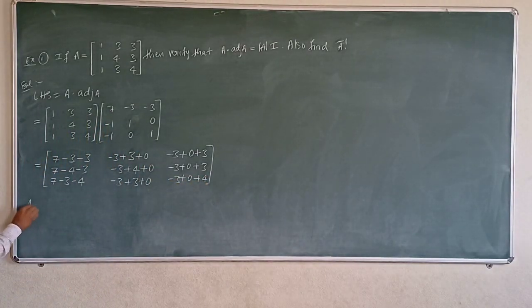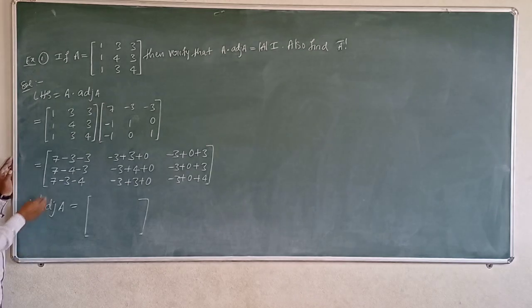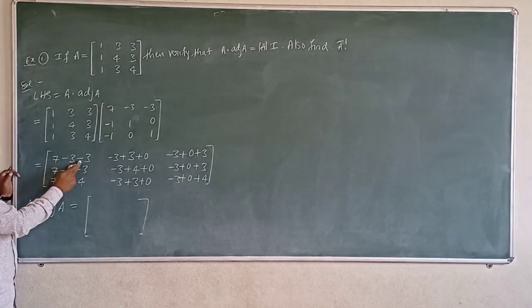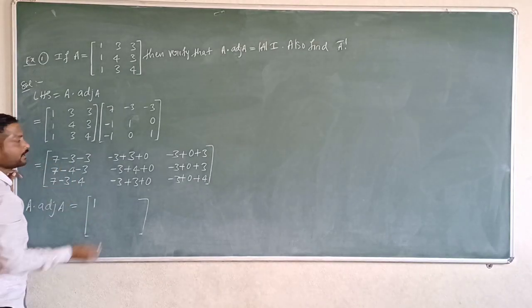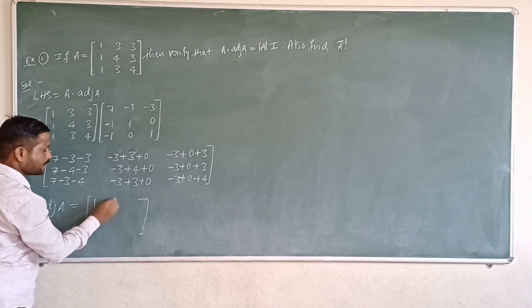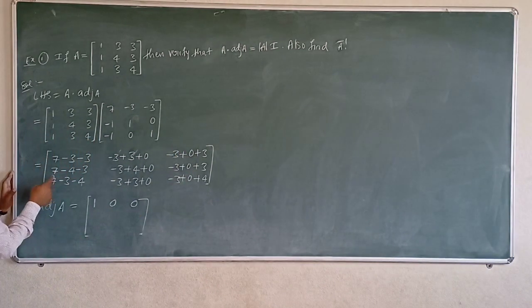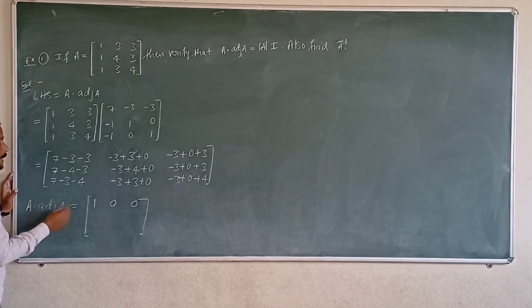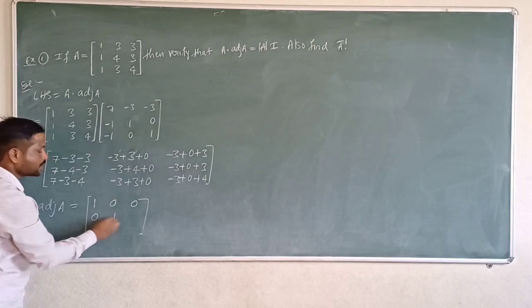Then A into adjoint of A is equal to, now what is the answer here? Simplify this one. 7 minus 3 minus 3 minus 6, that is 7 minus 6, which is 1. Plus 3 minus 3 cancel, 0 here. Here plus 3 minus 3 cancel, 0 now. Next, here 7 as it is. Minus 4 minus 3 is minus 7. 7 minus 7 is 0 now. Minus 3 plus 4, 4 minus 3 is 1 now.